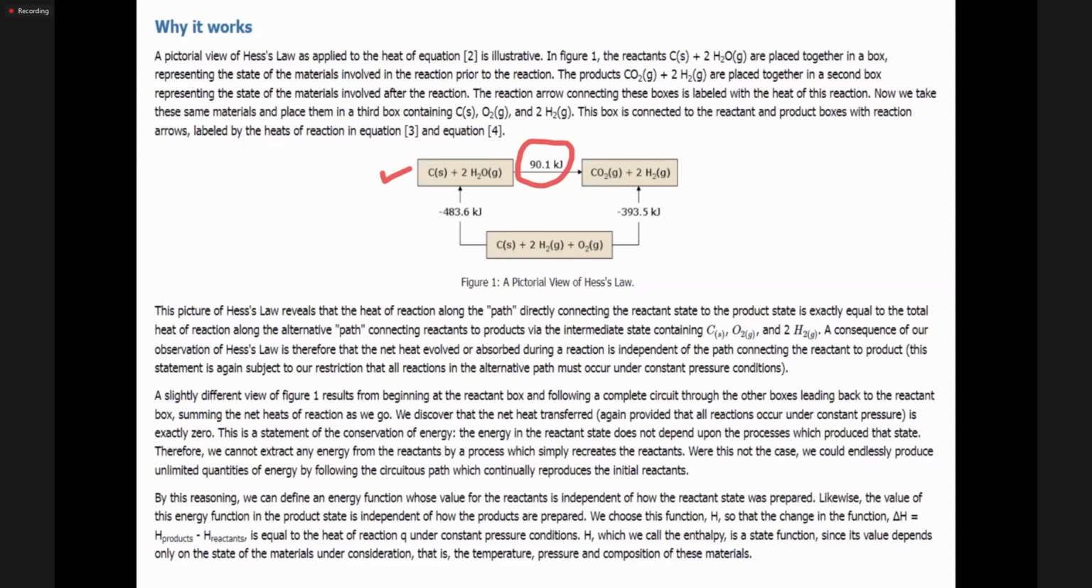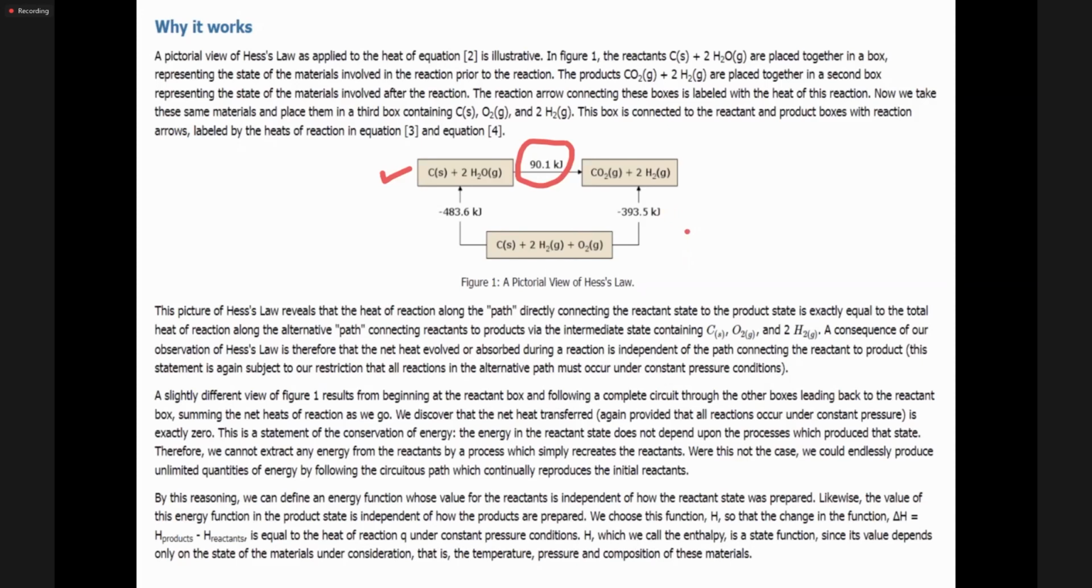Now, we take these same materials and place them in a third box that contains carbon, oxygen, and H2. This box is connected to the reactant and product boxes with arrows labeled by the heat of the reaction in equations 3 and 4. The first one is minus 483.6 kilojoule, and the second one is minus 393.5 kilojoule.